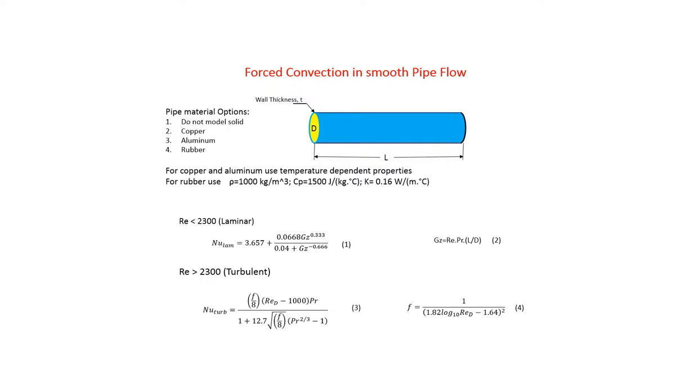For heat transfer analysis, if the flow is laminar, we want to use the Grates formulation for developing pipe flow, equation 1, with the Grates number given as the product of the Reynolds number and the Prandtl number times the ratio of length over the diameter. For turbulent flow, we would like to use the modern formulation for the Nusselt number, equation 3, where the friction factor for smooth pipe is calculated from equation 4.